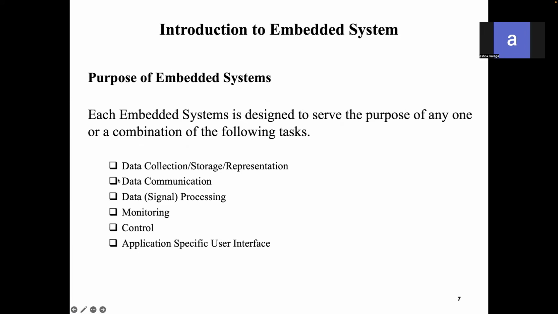Next, purpose. What is the purpose of an embedded system? Each embedded system is designed to serve the purpose of a combination of these tasks. First one is data collection, storage or representation. Second one, data communication. Third one, data or signal processing. Fourth one, monitoring. Fifth one, control. And sixth one, application specific user interface. So these are the six different purposes of an embedded system.